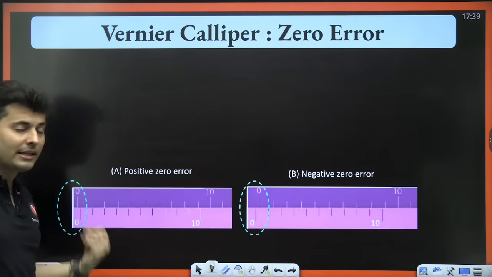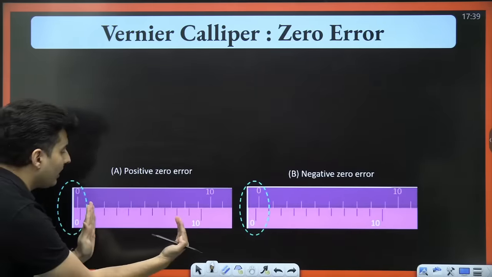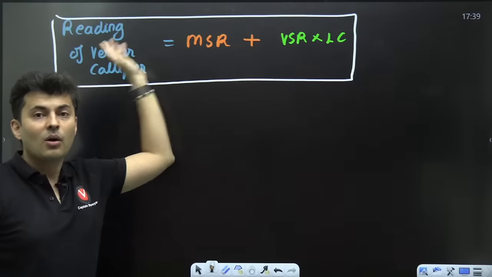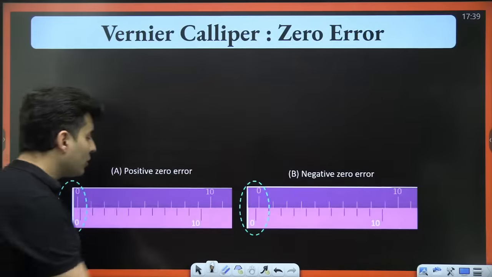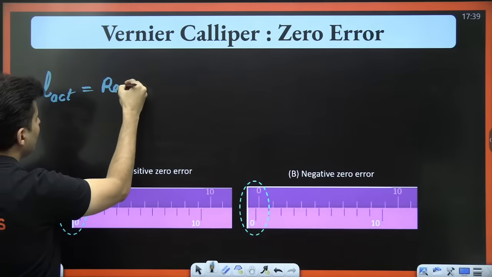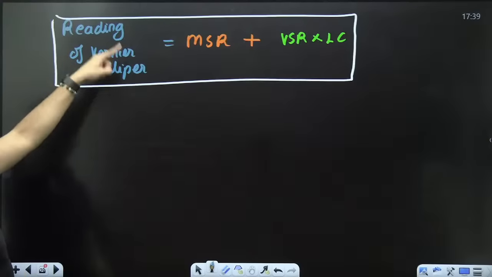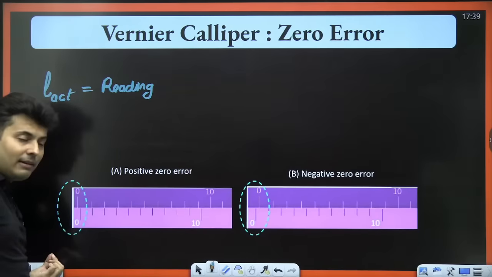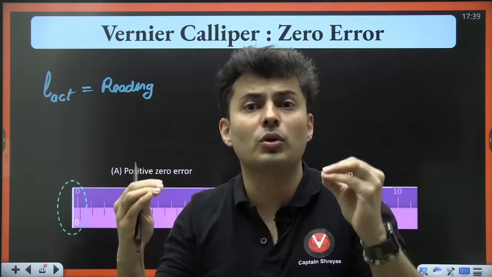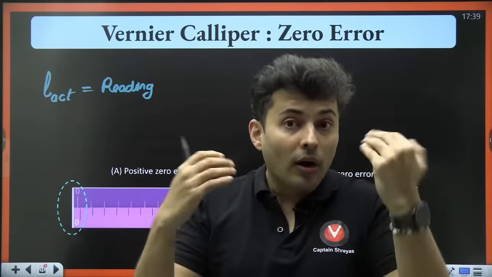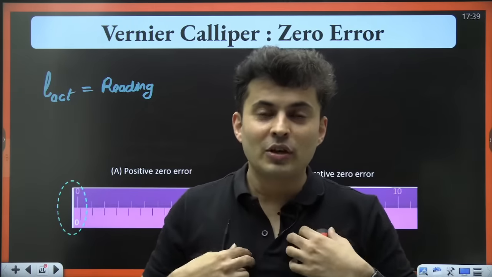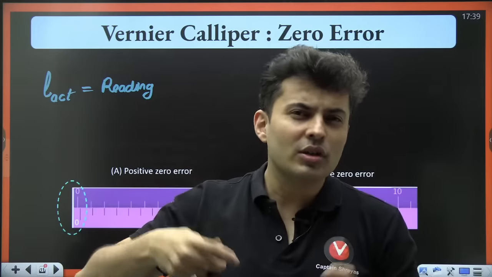Now, whenever there is a positive zero error, understand our vernier is already ahead by some distance. So whatever answer I get won't actually be correct. So what you should do is, the actual length will be whatever reading you got from before, minus something, because already some value is there. Imagine you have to measure the mass of somebody. Already when nothing is there, it shows, let's say, 1 kg. So if it already shows 1 kg when nothing is there, when you put something on it, you will take away 1 kg from it. Understood? So if my mass is 75, it will show 76. Why? Because it was already showing some value.